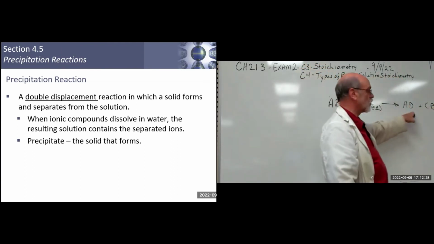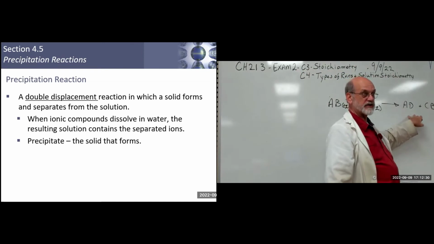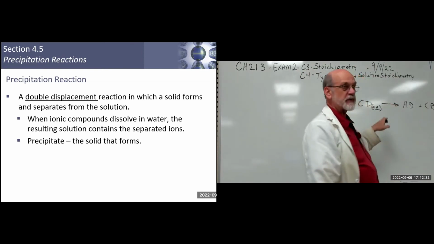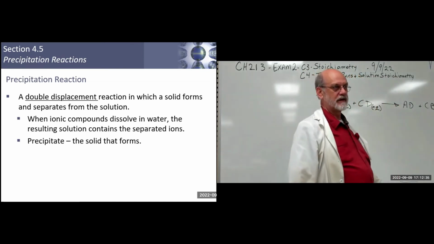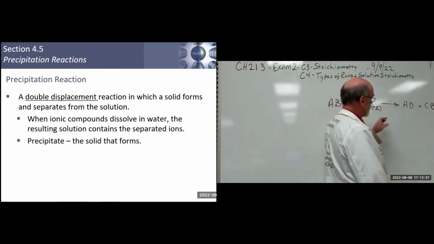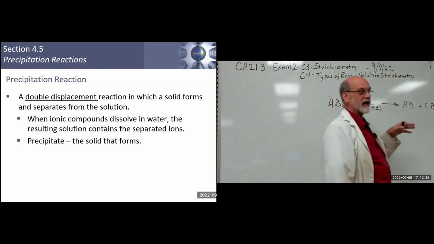Now we don't know which one. If you don't get a precipitate, then there's no reaction. But if you get a precipitate, then one of these should drop out as a solid.